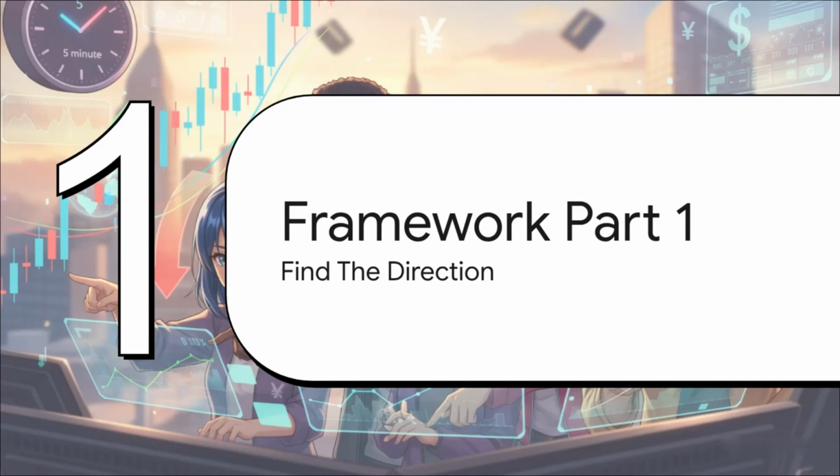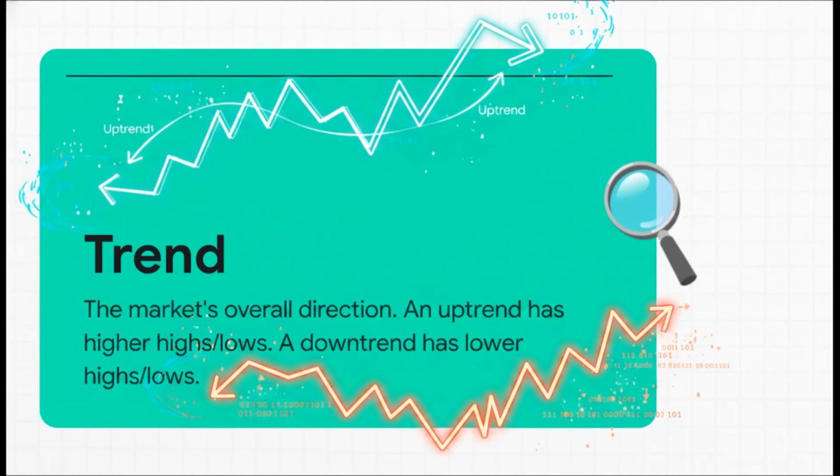All right, this whole strategy is built on a really simple 3-part framework. And it all kicks off with the most basic question you can ask. Which way is the market moving right now? This is your first job. You're not trying to be a fortune teller. You're just identifying what's happening in the present moment. Is the market making higher peaks and higher valleys, kind of like it's walking up a staircase? Well, that's an uptrend. Or is it stepping down with lower peaks and lower valleys? That's a downtrend. It's really that straightforward.